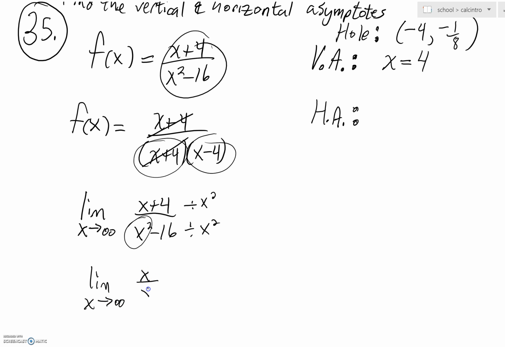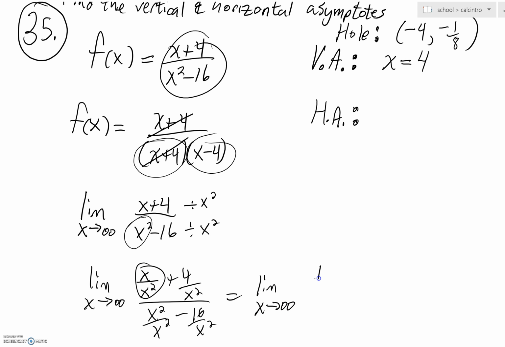So you'd get x all over x squared. Here's a 4 all over x squared. Down below, I'll have x squared over x squared. And here I'll have a minus 16 over x squared. And if we just finish that off a little bit, x over x squared is 1 over x. That reduces nicely. Down below, x squared over x squared, hey, that's just a 1.